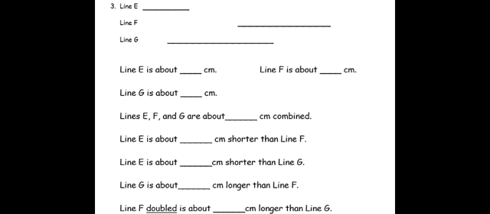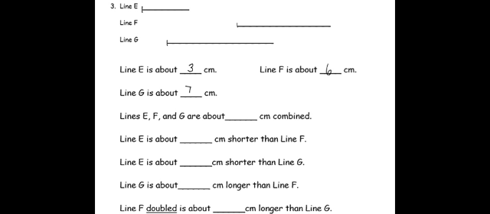Here we have 3 different lines to measure, and once again, these lines are not lined up directly one on top of the other. They all start in different points, so we need to rely on our measurements to answer the questions below. When we measure line E, we'll find that it is about 3 centimeters long, line F is about 6 centimeters, and line G is about 7 centimeters long.